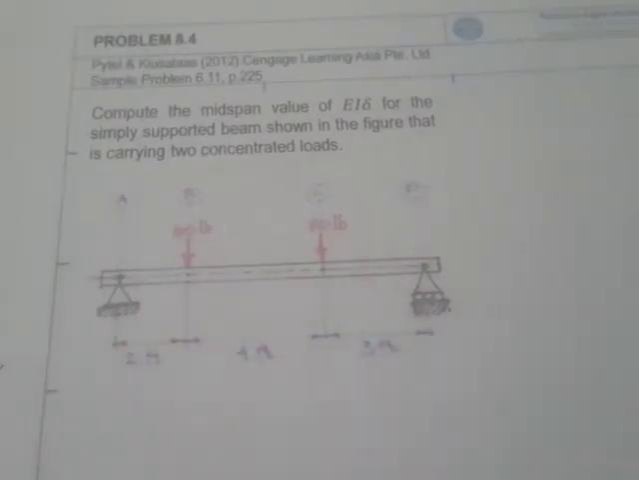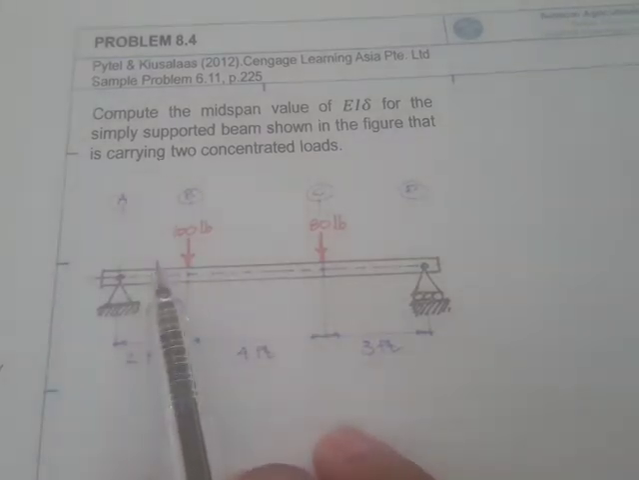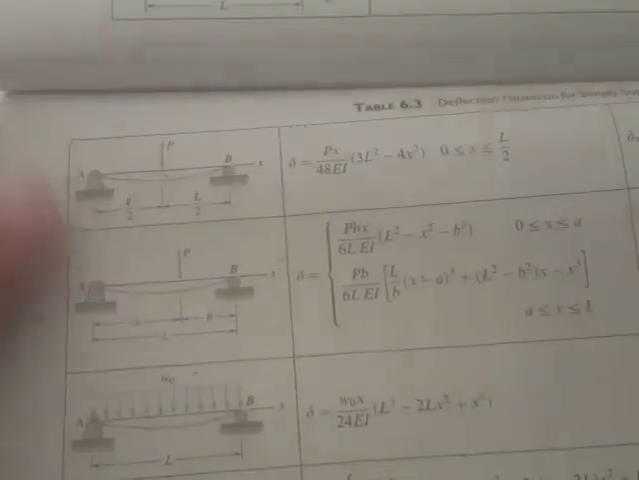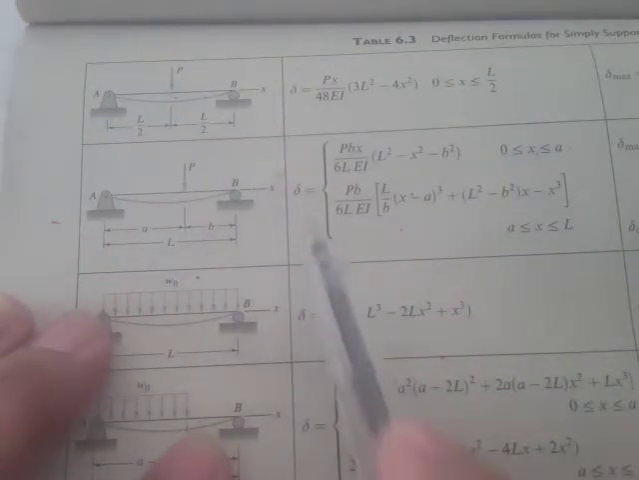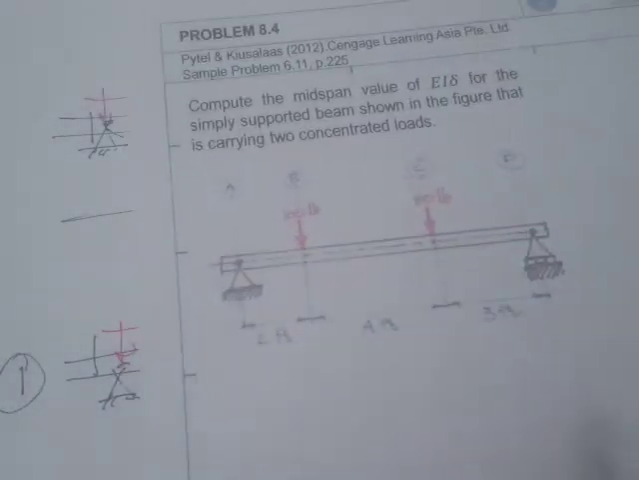Here are our beam conditions. We have two concentrated loads of 180, and we have these given distances. Recall that if we check the table, we don't have specific formulas for two concentrated loads, and therefore we have to separate the concentrated loads and use this expression. All right, so let's do that.